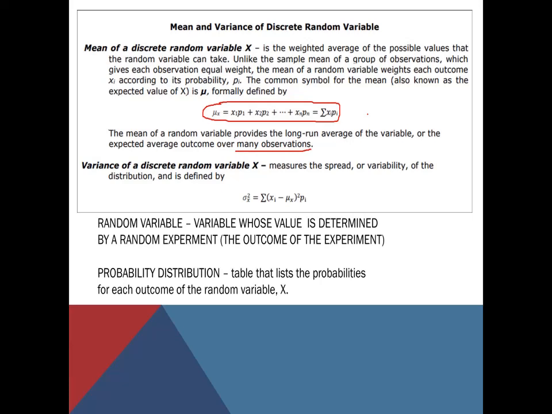Now, the variance of a discrete random variable x measures the spread or variability of the distribution and is defined by sigma squared sub x. Okay, so this is a sigma symbol. Sigma squared sub x is equal to the summation of the quantity x sub i minus mu sub x, squared, times p sub i.